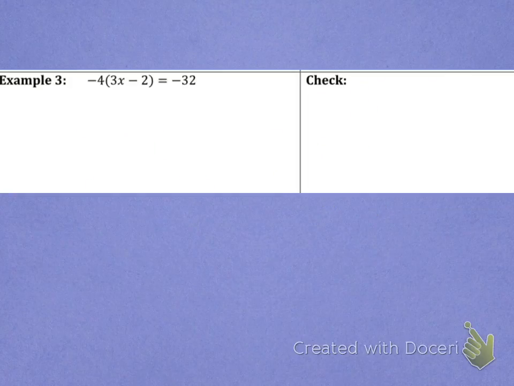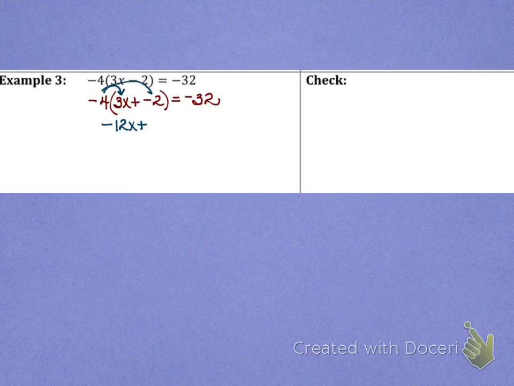So in example 3, I do have some subtraction we can rewrite. Let's make this 3x plus negative 2 in parentheses equal to negative 32. And I'm going to draw my arrows. This time I'm distributing a negative 4. So I'm taking negative 4 times 3x, which gives me negative 12x.